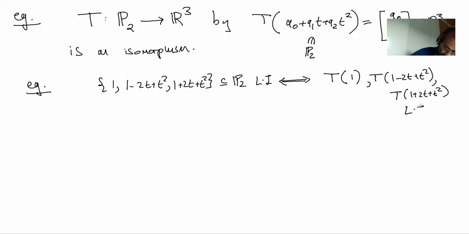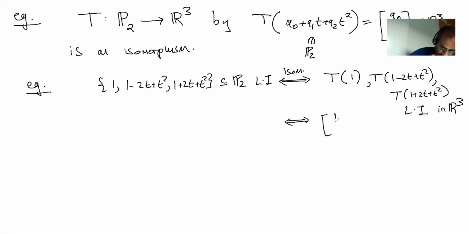Are linearly independent. But now these things are happening in different vector spaces, right? This is linearly independent in R3. So this is where I use the isomorphism. But now wait a minute. This is something I know how to solve, right? So let's just write down what these vectors are.